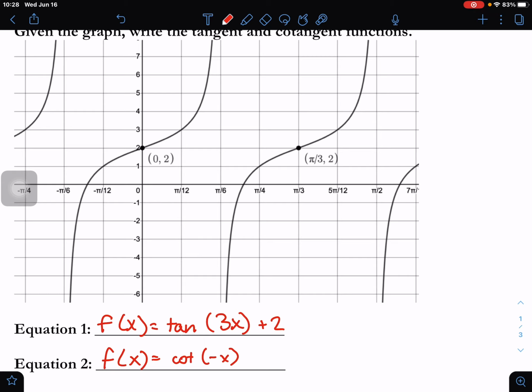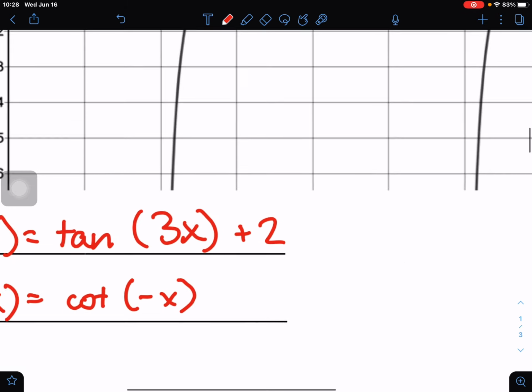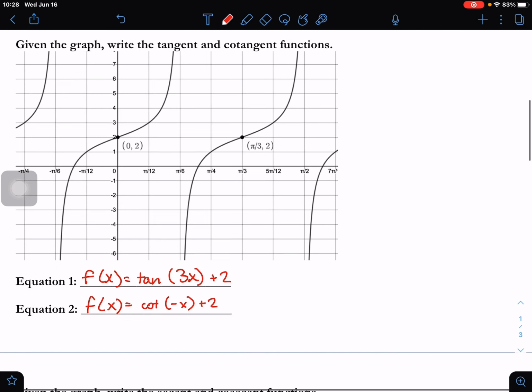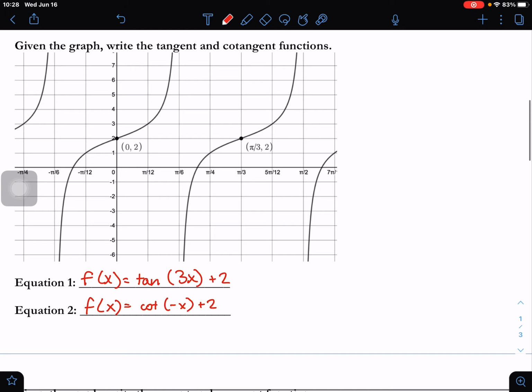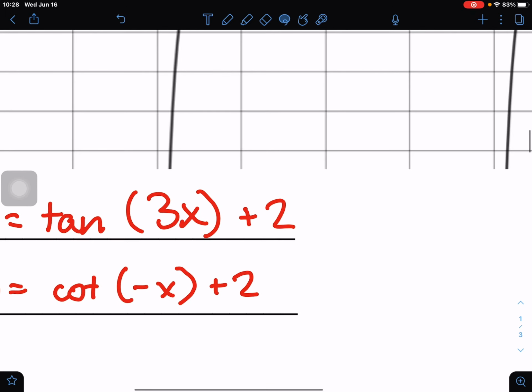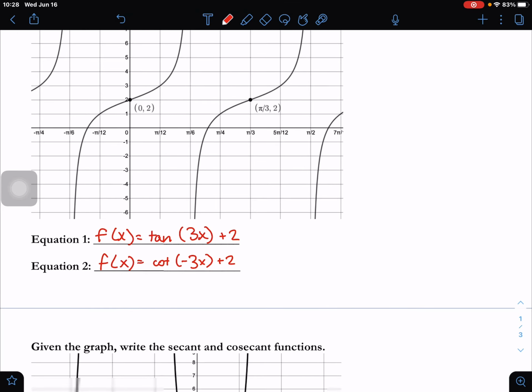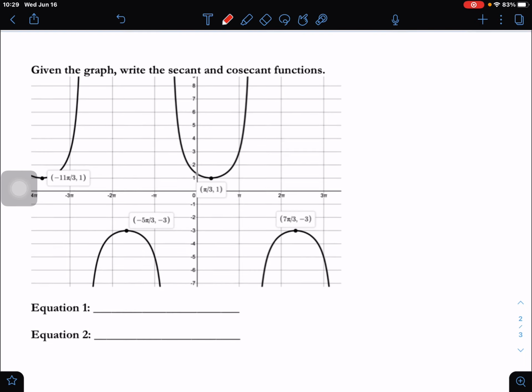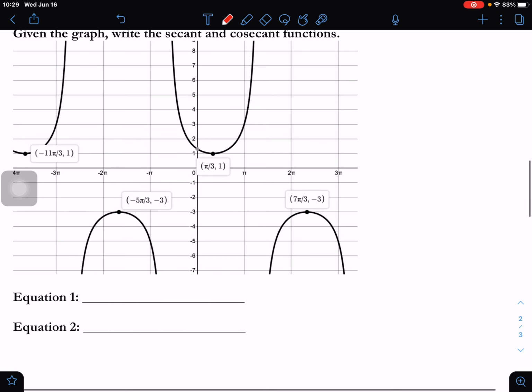And once we were to invert the sign, I believe we would still have to do a +2. And it would make sense that the stretches and compressions would still be the same. So I believe we would also still have to add a 3 inside of the parentheses like that. Yeah, I think this seems about right.